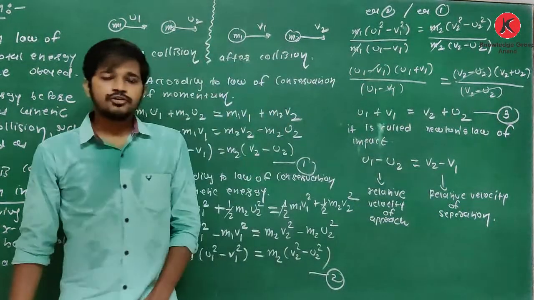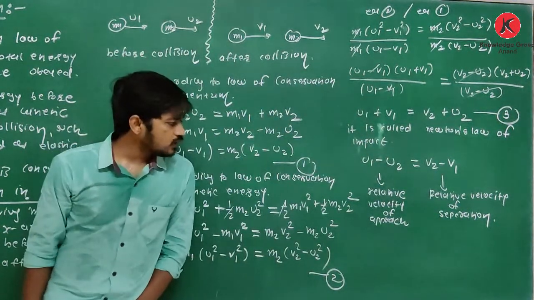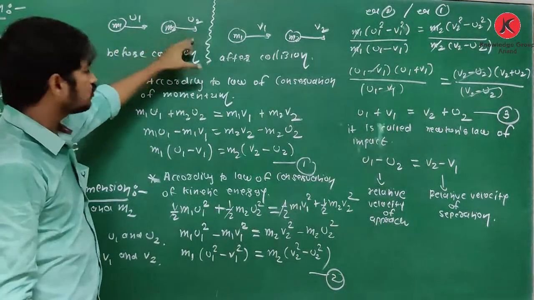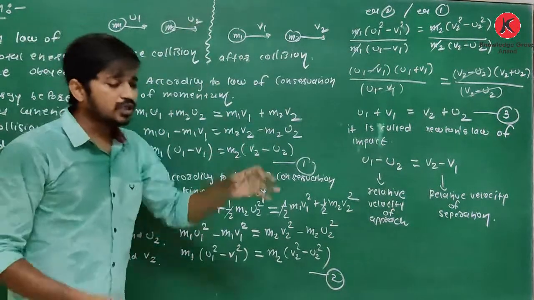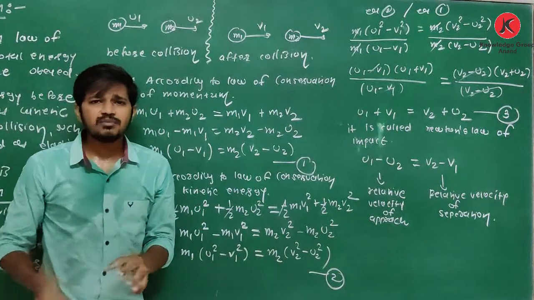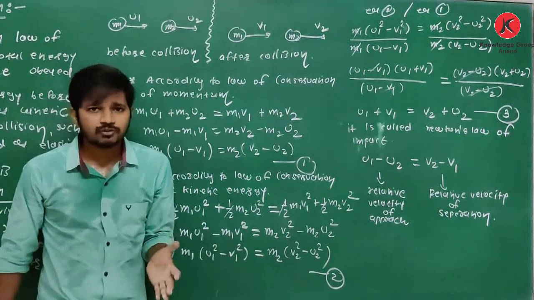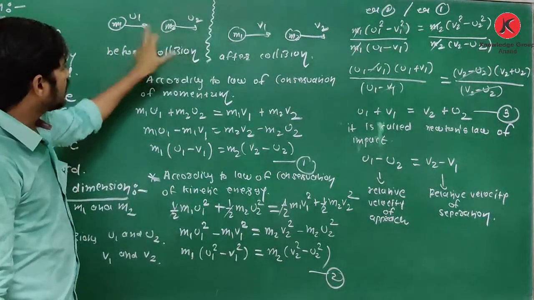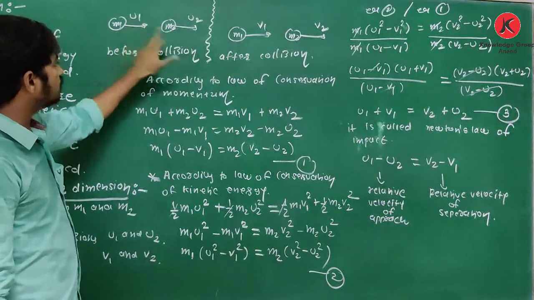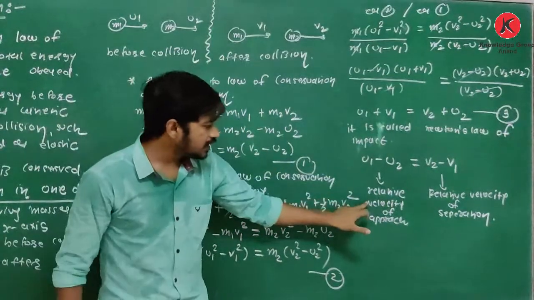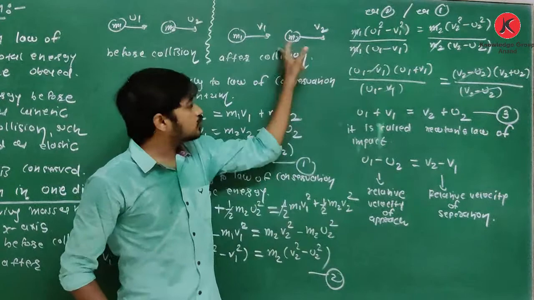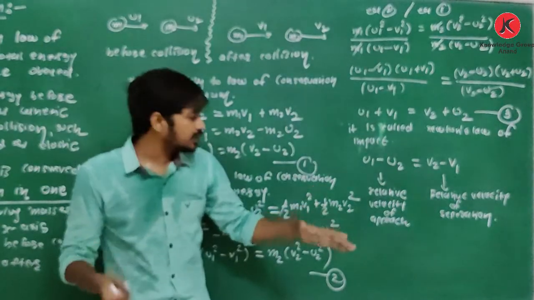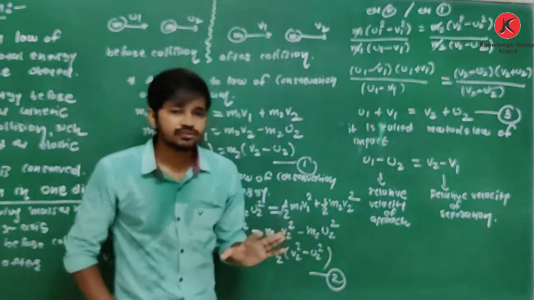Clear about this? u1 minus u2 is called relative velocity of approach because its speed is u1. Initially they are moving towards each other. If they move towards each other, then collision is possible. So u1 minus u2, the relative velocity between these two objects before collision, is called relative velocity of approach. After collision, they will move away from each other, so it is called relative velocity of separation.